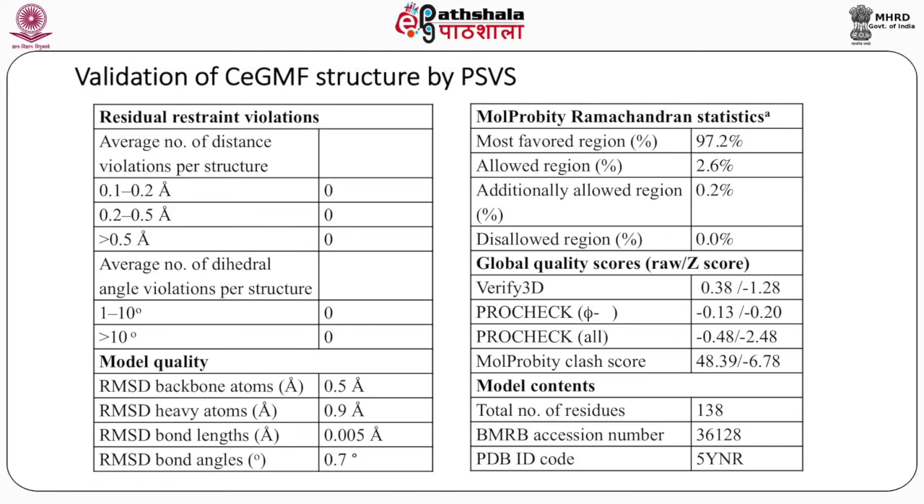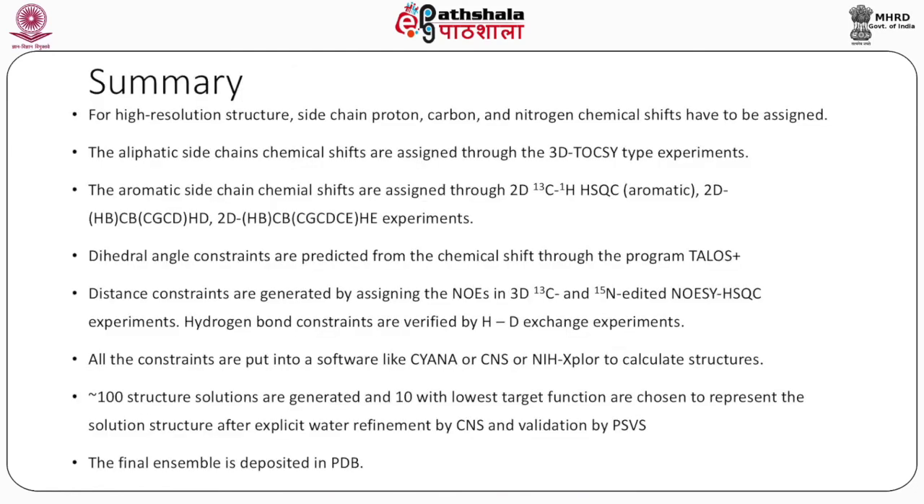And the quality scores: Verify 3D is 0.38 / minus 1.28, ProCheck phi-psi minus 0.13, minus 0.20, and model contents, total number of residues is 138, the BMRB accession number is 36128 and PDB ID code is 5YNR. With this, we come to the end of this module and let us summarize.